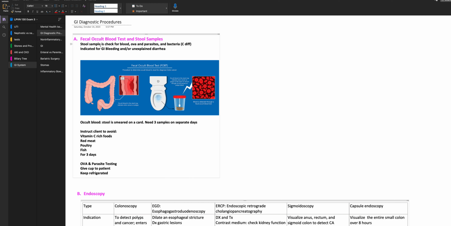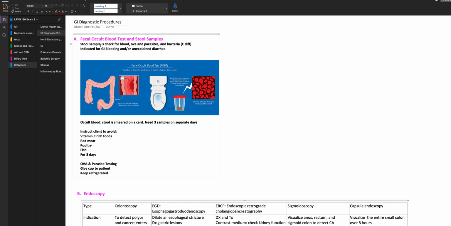All right. So you need 3 samples to test for occult blood. You smear the stool on a card, and you're going to instruct the client to avoid vitamin C rich foods, red meat, poultry, and fish for 3 days. That's because those foods can make false positives. So you want to make sure there's none of that in their stool when you get the samples, okay?